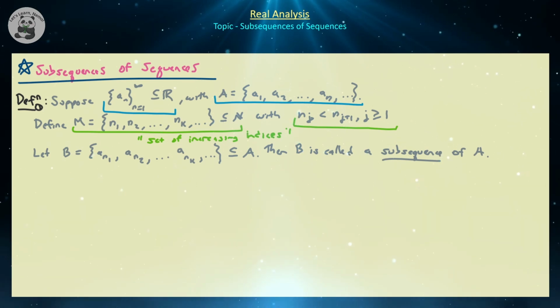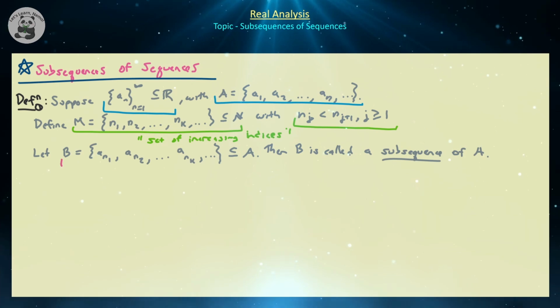Okay, so what are we going to do with this set of increasing indices? Keep in mind, n1, n2, nk does not need to be 1, 2, 3, 4. It could be 1, 5, 10, 11, 15, 28, 32, and so on. As long as it's a subset of the natural numbers and it's increasing, it satisfies as a set of increasing indices. So what are we going to do with them?